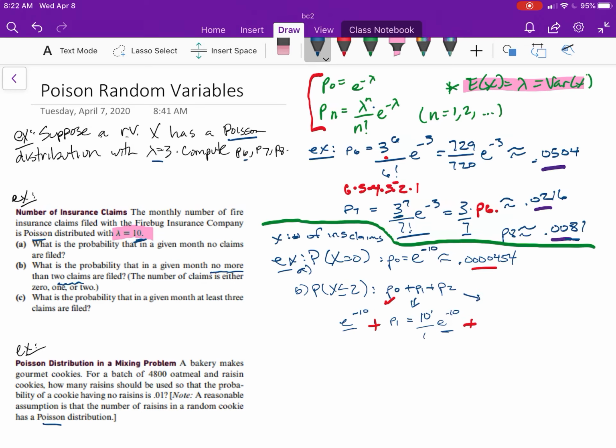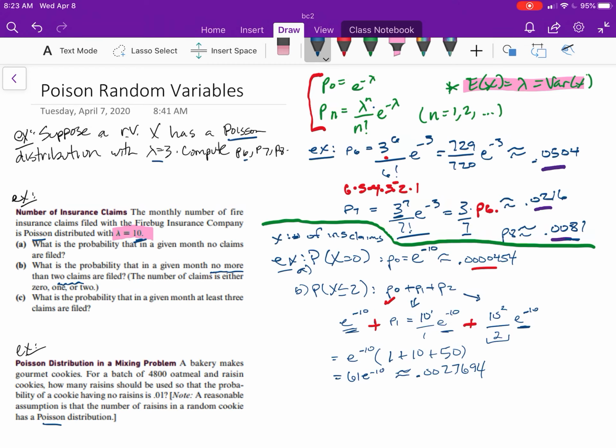Okay, P2. So that is lambda 10 to the 2 over 2 factorial, which is just 2 times 1, so just a 2, e to the negative 10. So again, e to the negative 10, right? So what I'm saying is factor that out, and we're left with a 1 plus 10 plus 100 over 2, right, 50. So 61 e to the negative 10, and plug that in the calculator, get about 0.00276994.